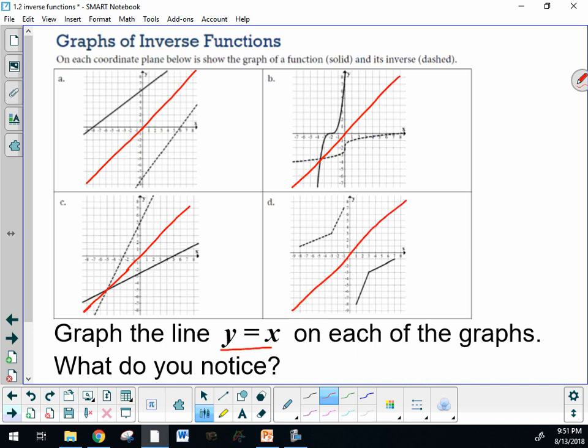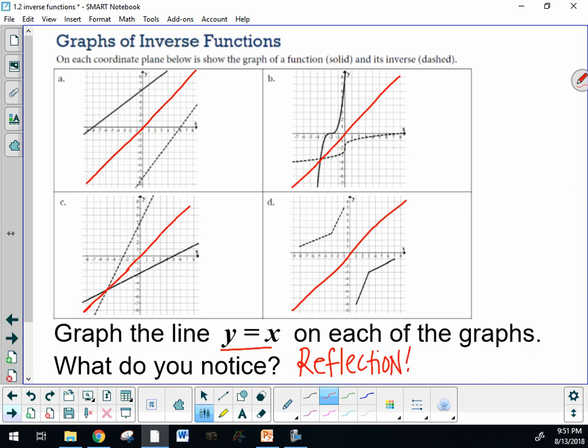Oh, that one's a little crooked. And hopefully as you look at those, something sort of jumps out at you, and it is maybe the word reflection.